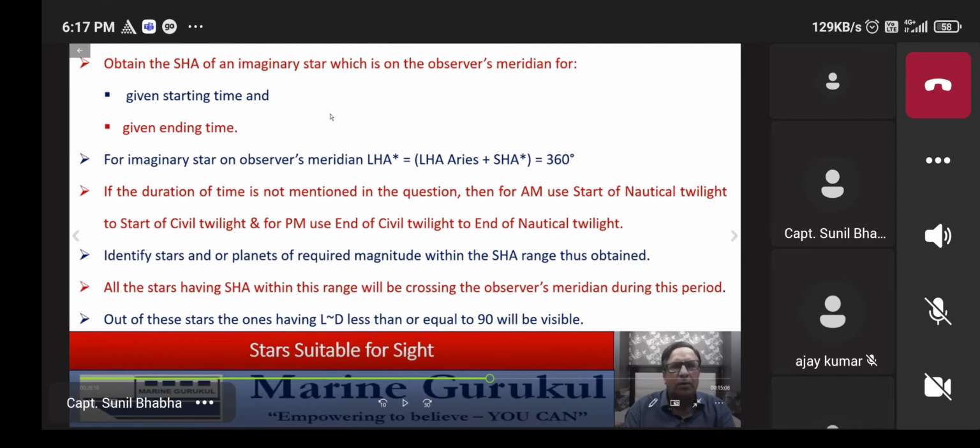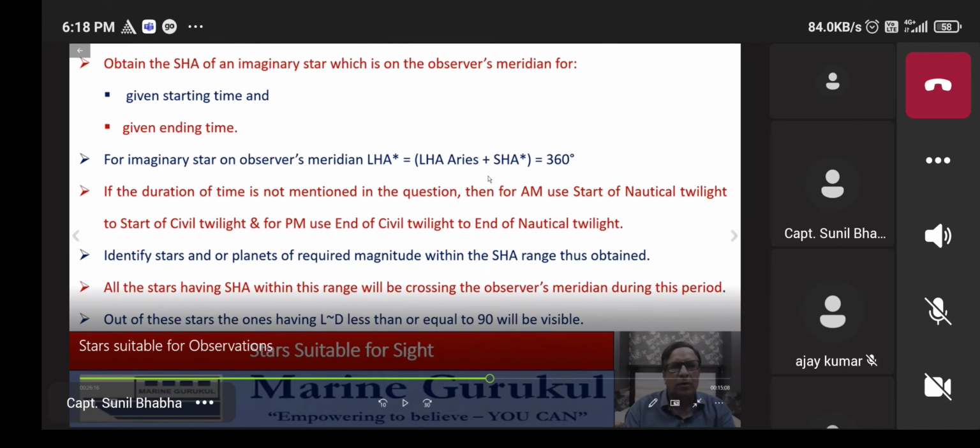So this LHA star value, we are taking 360 degrees when it's on the observer's meridian or on the X meridian. Both the times we are taking as 360, no sir?